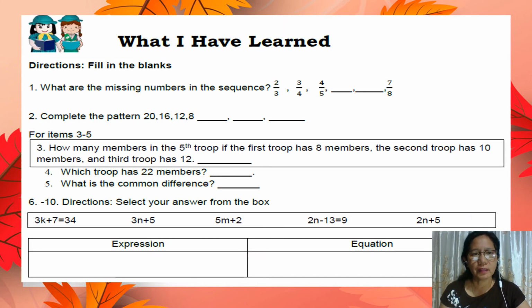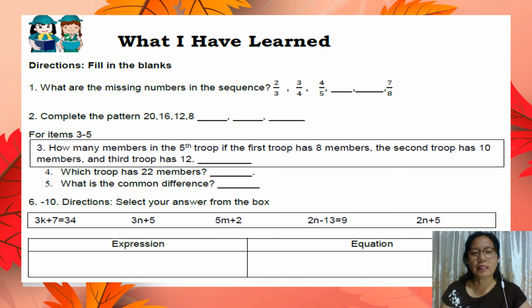Okay, for this activity, we are going to fill the blanks with the correct answer. Now, number 1, what are the missing numbers in the sequence? 2/3, 3/4, 4/5, blank, blank, then 7/8. So as you can see, the numerators are in ascending order. 2, 3, 4, so it is 5, 6, then 7.